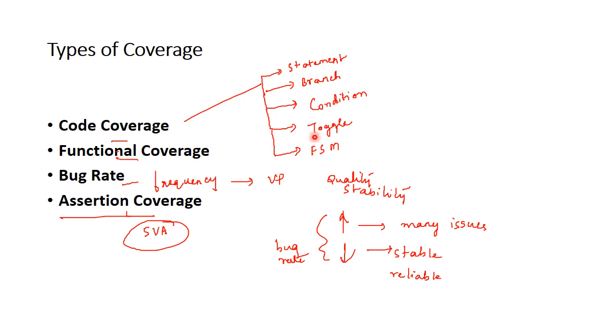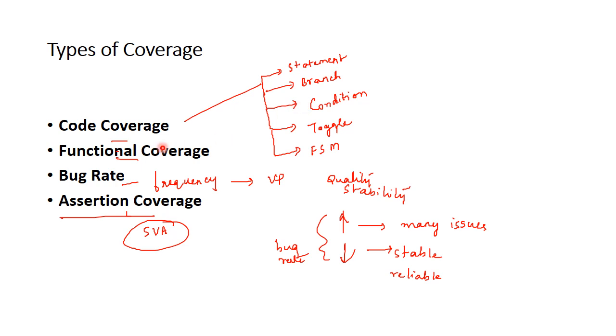So these are the different types of coverage in code: statement, branch, condition, toggle, FSM. According to our requirement, whichever type of coverage is essential will be executed during the particular process.